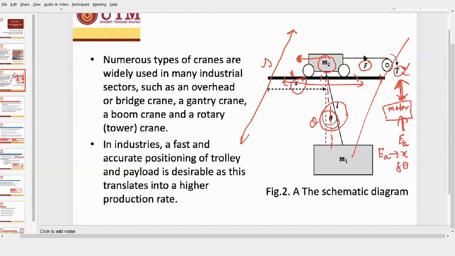So how to get the fast response with minimum swing?